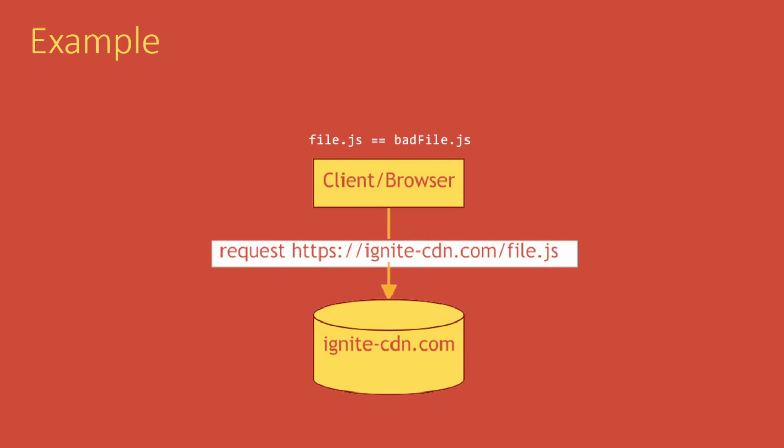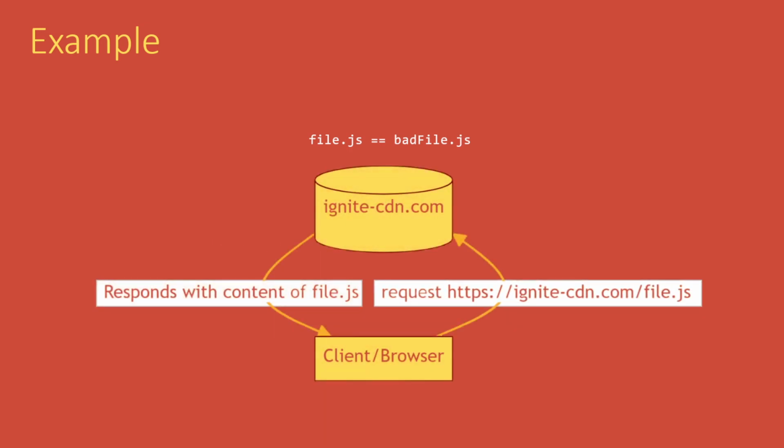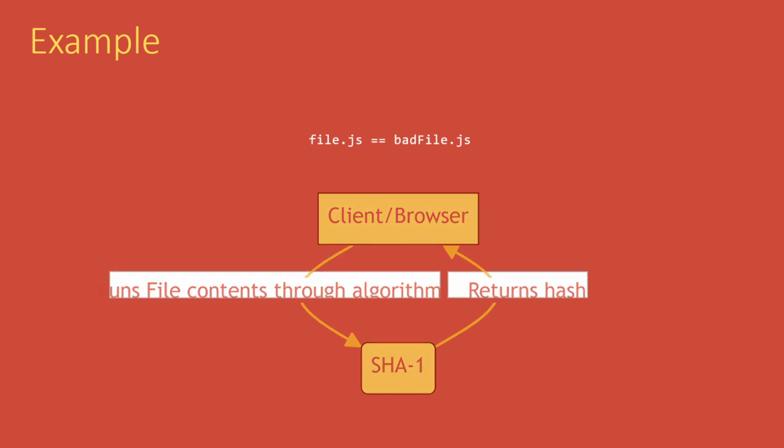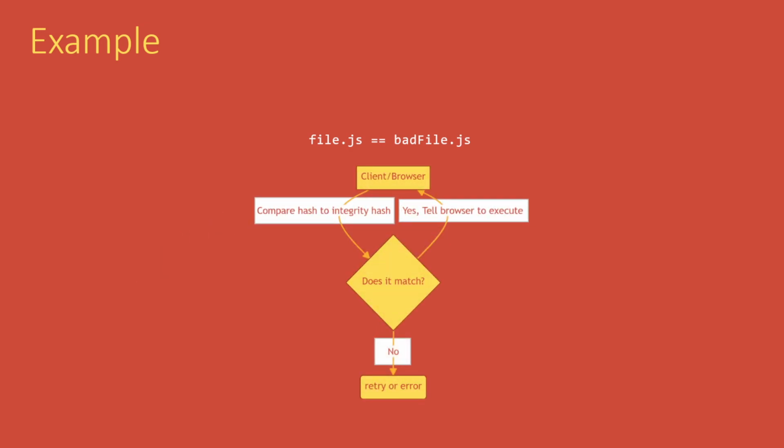So here's an example. We have a situation where we have the bad file, right? So the client basically requests the Ignite CDN for file.js. That request gets responded to with the contents of file.js. Our browser, with that returned content, basically goes through, runs the SHA-1 algorithm, which then gives it back a hash. And from there, we compare the hash to the integrity hash. If it matches, we tell the browser to execute. If it doesn't, then there's a couple of options. We can either retry to try and get it again from the server, or we can throw an error and just error out from there.